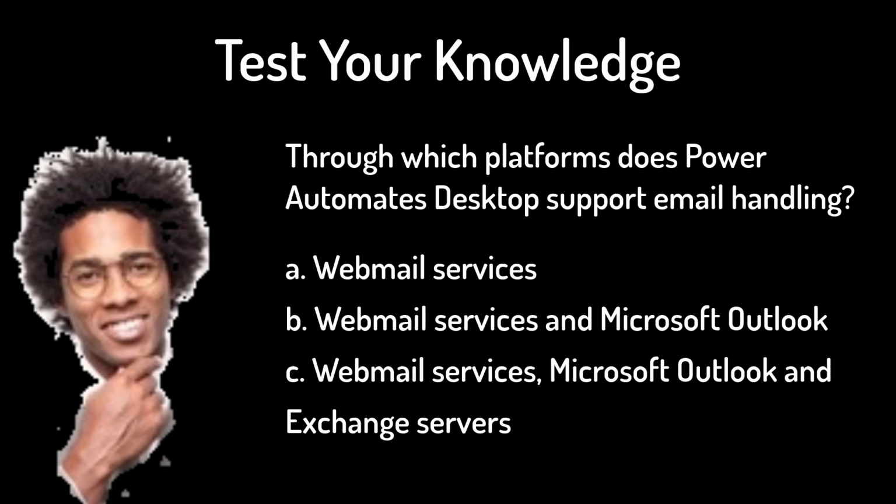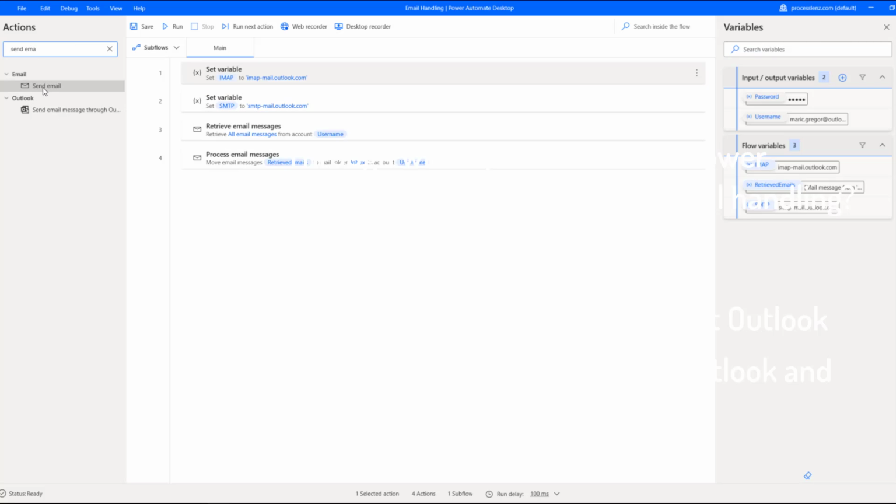Right now we have seen webmail services. After this, we are going to see how to use Power Automate to connect to Microsoft Outlook. And in the end, we're also going to see how to use Exchange servers. So these are the three ways that you can retrieve emails. And now let's move on to the next way.